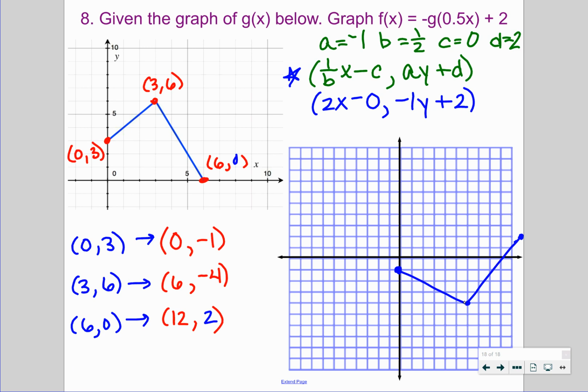That's it for your test review. Besides these problems we talked about today, you also want to make sure you look at rate of change and difference quotient that we did the other day. That's what's going to be on your test on Monday, basic calculator, right?